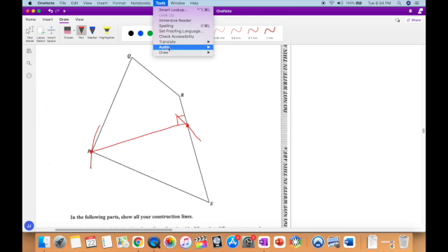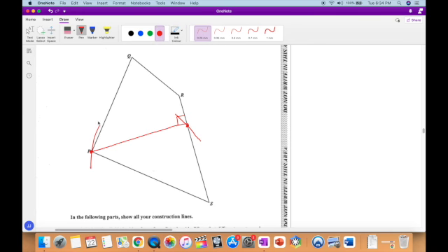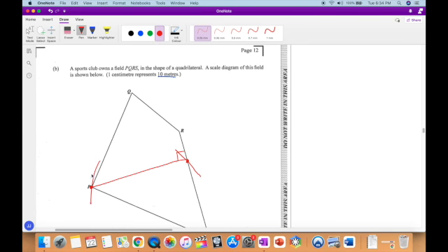Draw. No, I don't have a ruler here. So let's just say I measured it. Anybody measured this? What did you get? I got 6.9 meters. No, how many centimeters? You got 6.9 centimeters.